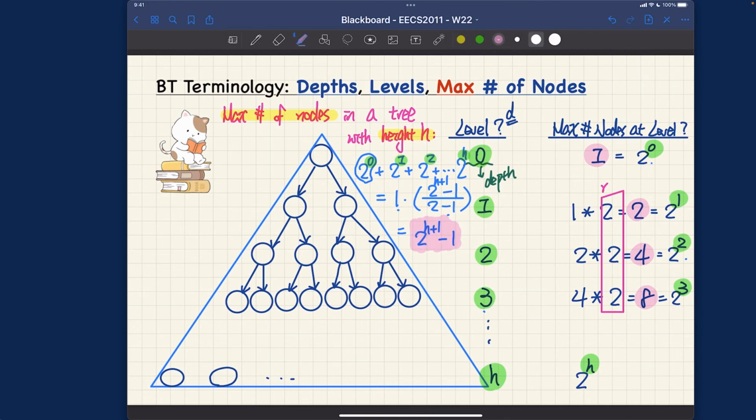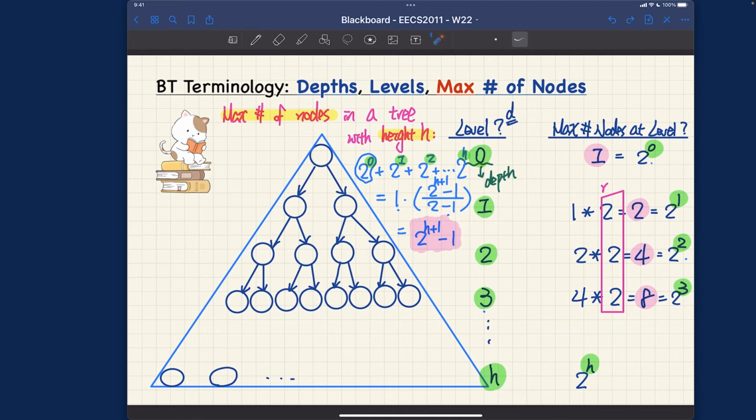The maximum number of nodes in a tree with height h, from level 0, level 1, all the way to level h, will be 2 to the power of h plus 1 minus 1. You ought to know how exactly this number is derived. We're going to need this for many exciting properties that we're going to talk about in the later part of the lecture.